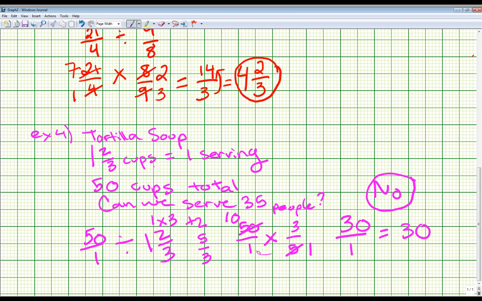That is the end of this lesson, so go ahead and stop the video and try the practice problems in class. And they start on 74 and continue on to 75.